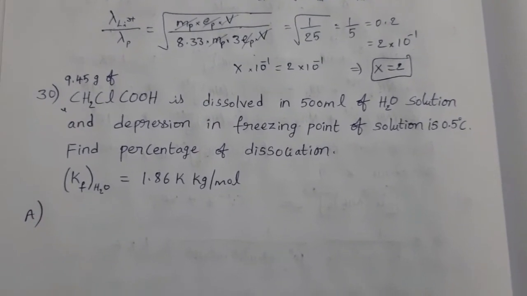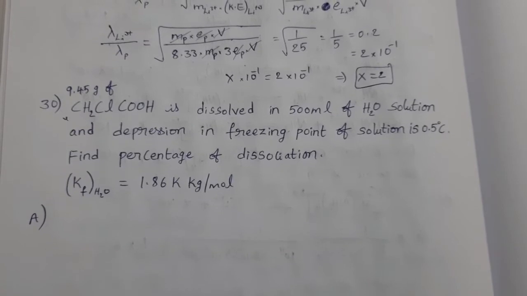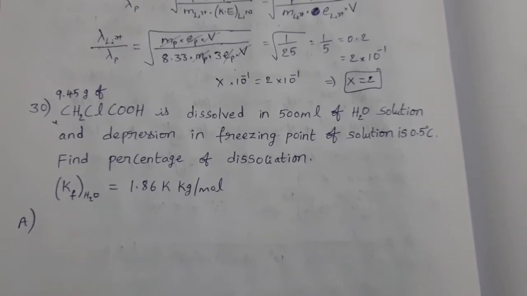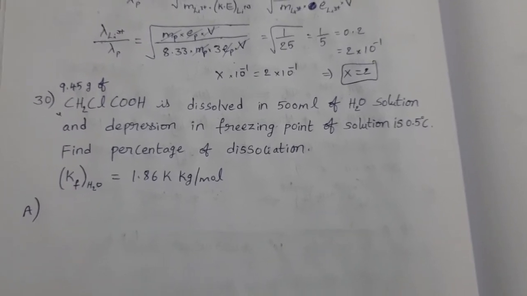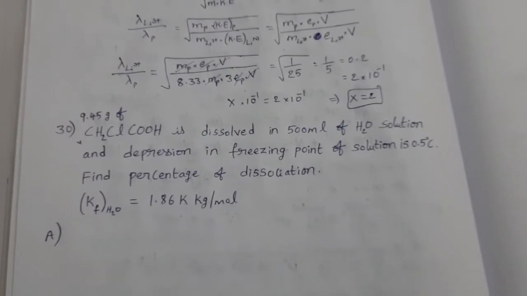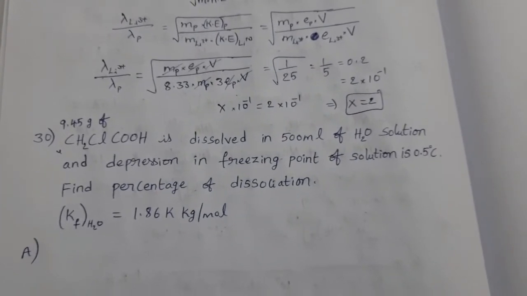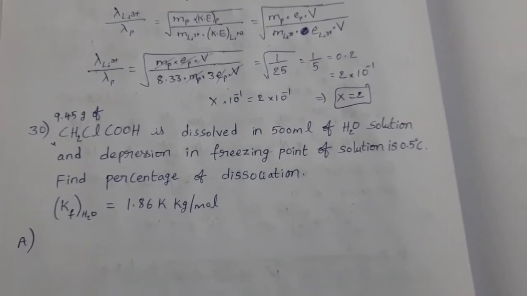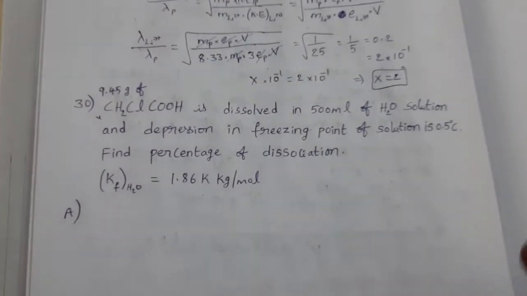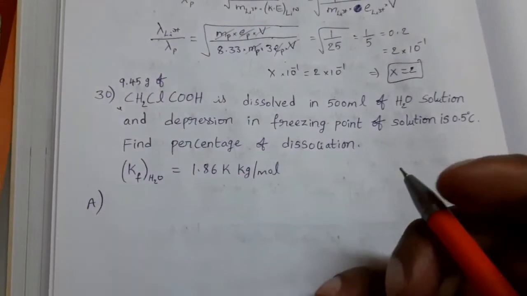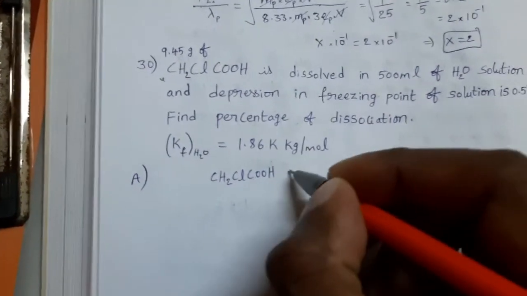9.45 grams of CH2ClCOOH is dissolved in 500 ml of H2O solution and depression in freezing point of solution is 0.5 degrees Celsius. Find percentage of dissociation for the acid. Kf value, cryoscopic constant value, is given 1.86 Kelvin kilogram per mole. Okay, percentage of dissociation means alpha value we should find out. Before that, write down the ionization of given acid, CH2ClCOOH.